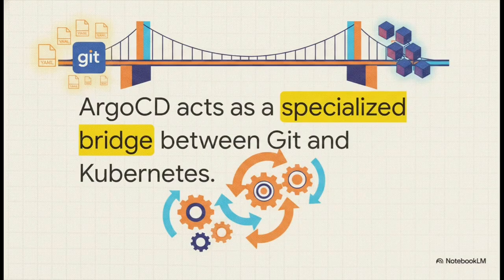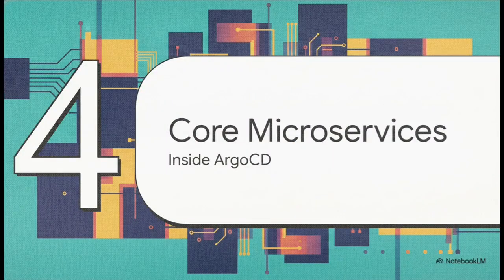At a really high level, you can just think of Argo CD as a highly specialized Kubernetes controller. It acts as the ultimate bridge. On one side, you've got your Git repo holding all your declarative YAML manifests. On the other side, you have your live breathing Kubernetes cluster. Argo CD just sits right there in the middle, continuously syncing the two. But, saying it bridges the gap is the easy part. How does it actually pull that off under the hood? Let's find out in part four, inside Argo CD core microservices.